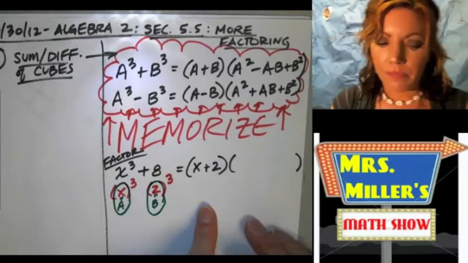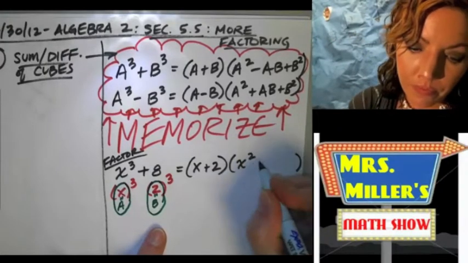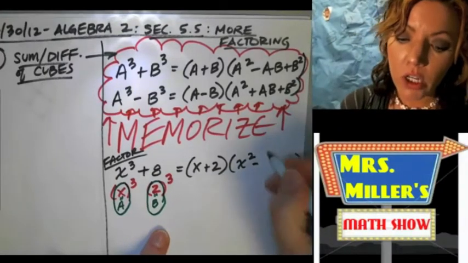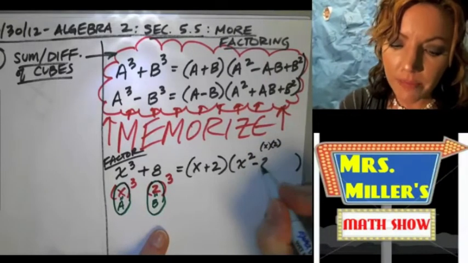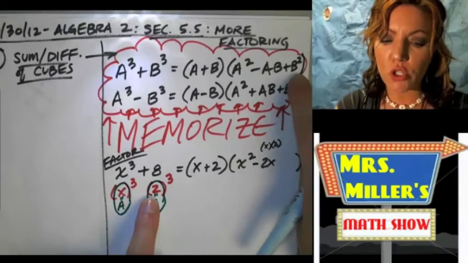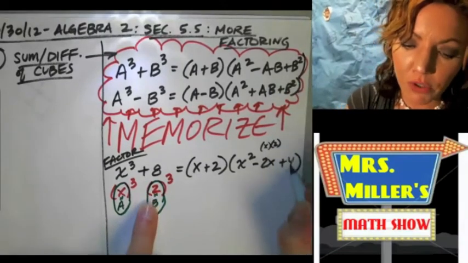Alyssa? X squared minus x times 2. Good. X times 2 is what? 2x. Good. And then plus 2 squared, which is how much? Excellent. Everybody give it up for Alyssa.